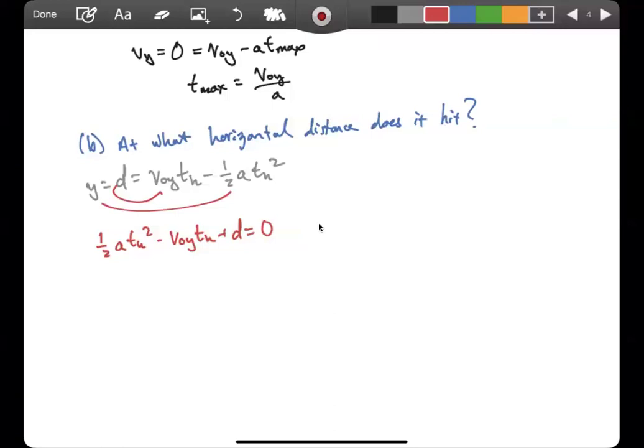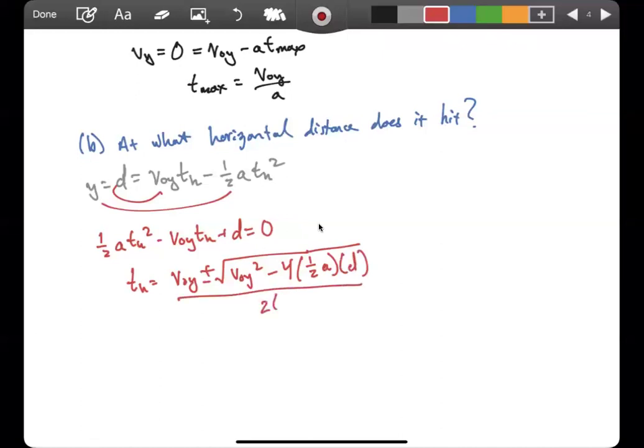So remembering the quadratic, t hit is going to be the same thing as minus b, which is positive v0, plus or minus the square root of b squared. So that's the initial velocity in the y direction squared, minus 4 times a, which is 1/2 of the acceleration, times c, which is the height of the plates d, all divided by 2 times a, so that's 2 times 1/2 of the acceleration. Good. So let's look at this. This here is going to cancel, which makes that simply a 2.